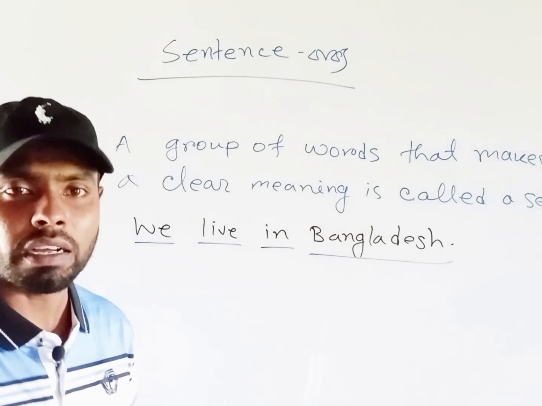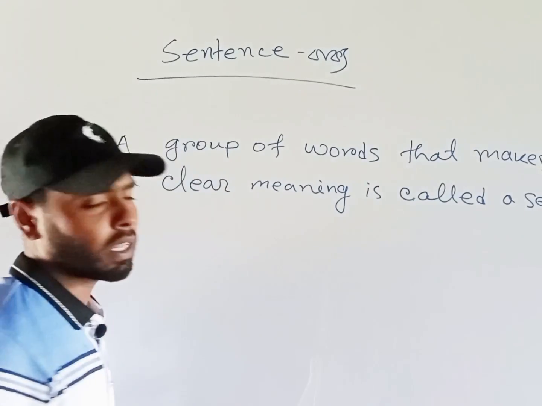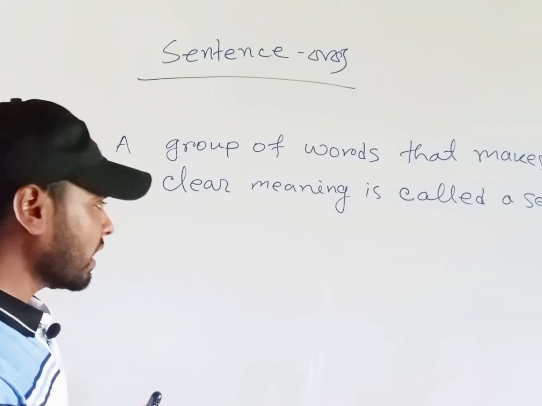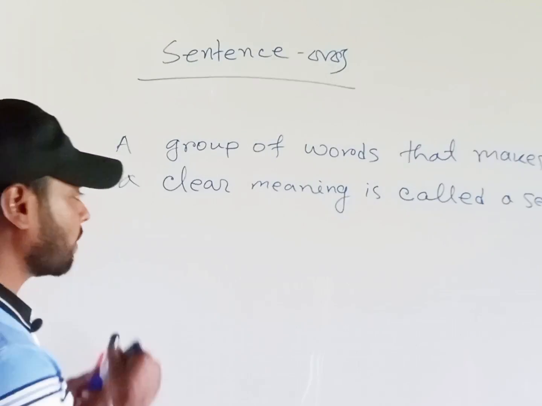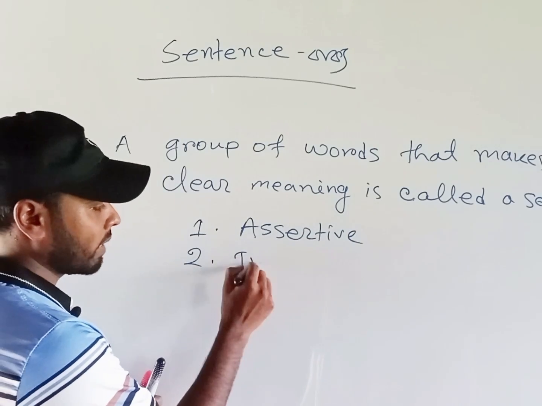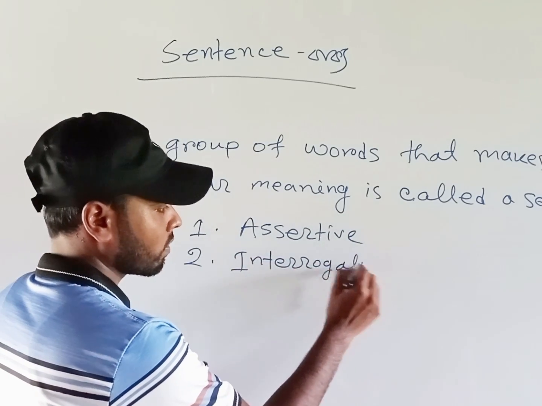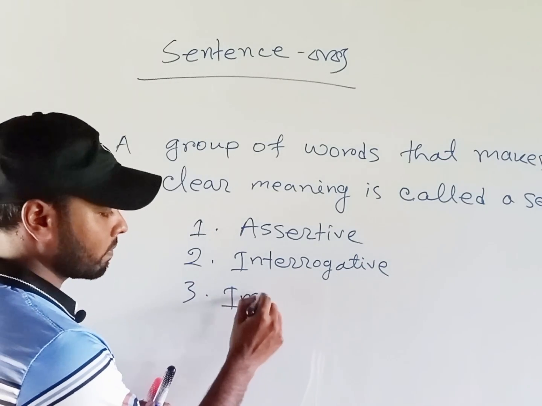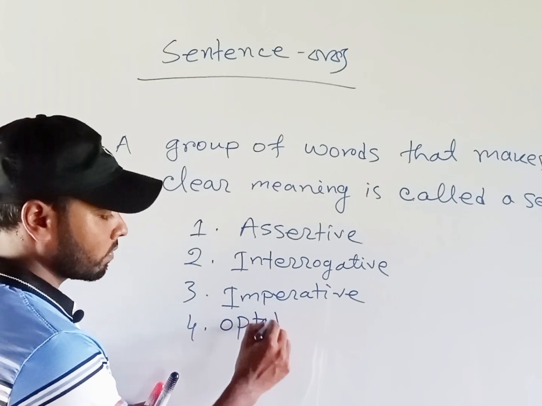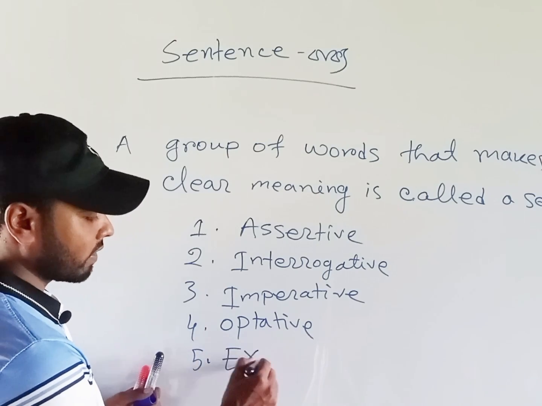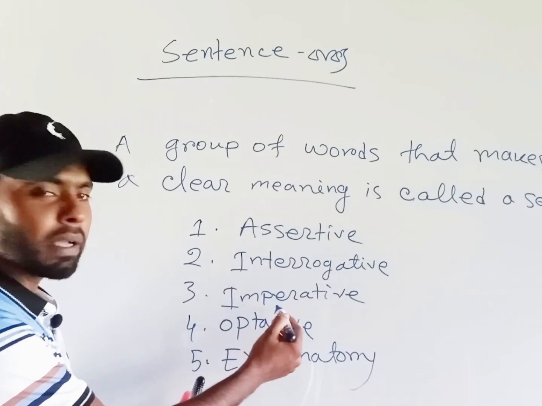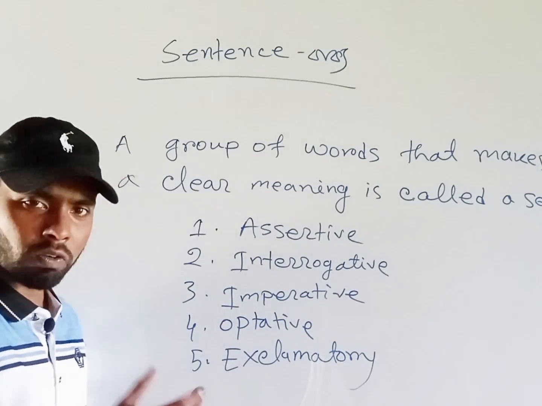Okay, now the types of sentence. We know that according to the meaning there are 5 kinds of sentence, and according to the structure there are 3 kinds of sentence. According to the meaning they are: number 1, assertive sentence. Number 2, interrogative sentence. Number 3, imperative sentence. Number 4, optative sentence. And number 5, exclamatory sentence.